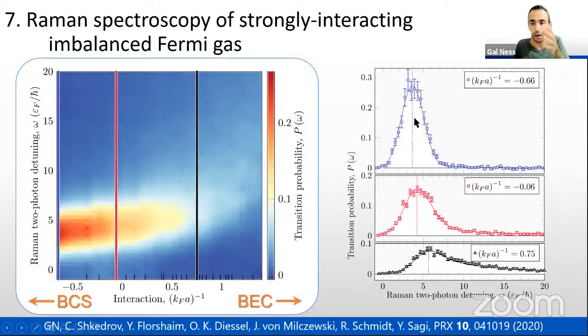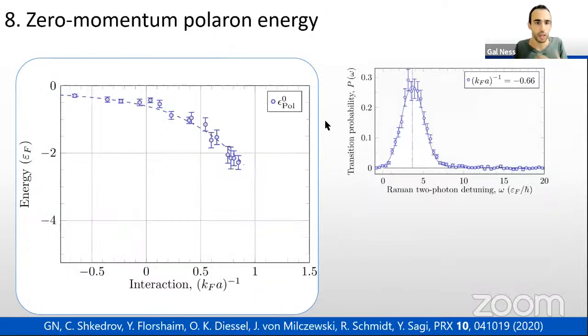And what you can also see here is this shift of the peak position. You can also see it here. And because the Raman spectrum on the polaronic side directly represents the momentum distribution of the polaron, the peak can give us a direct probe of the zero-momentum polaron energy. So just by taking the peak position, we can see the polaron energy here, and we observe that it has an excellent agreement with the polaron energy predicted by the Chevy ansatz.